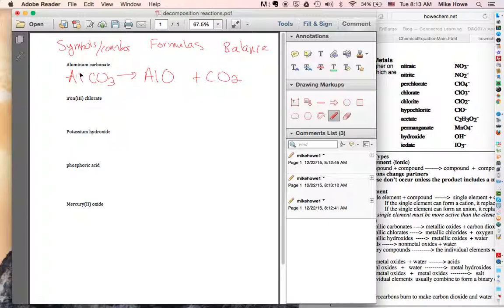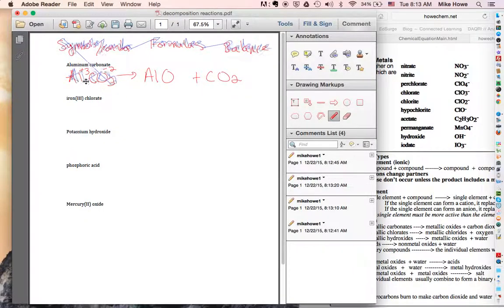Formulas, aluminum is +3, carbonate's -2, so we had to put a 2 down here.